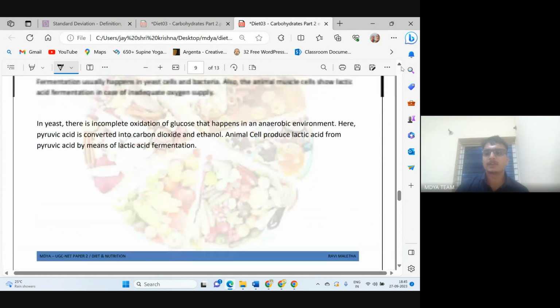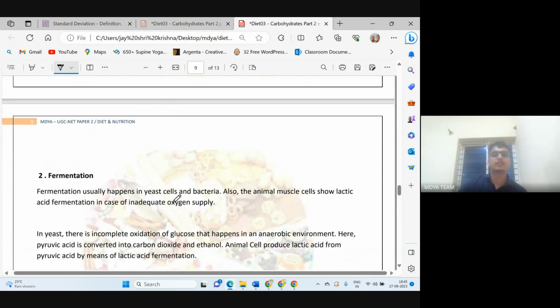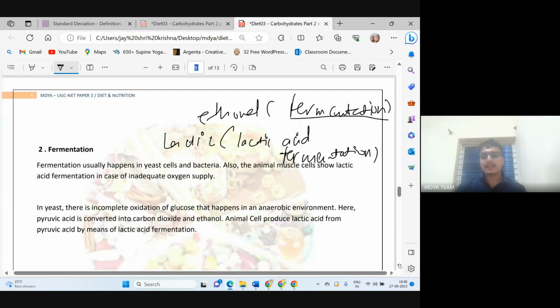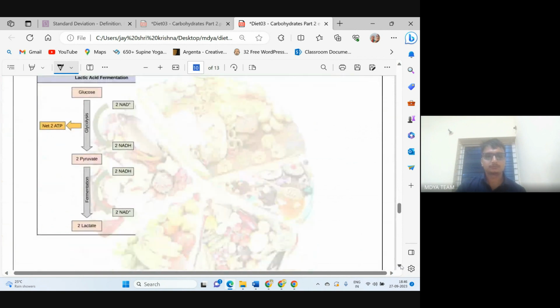One more thing: the production of ethanol from pyruvate is known as fermentation. And the production of lactic acid from pyruvate, which happens in our body, is known as lactic acid formation or lactic acid fermentation. So these are the two: aerobic and anaerobic respiration. This is lactic acid fermentation.